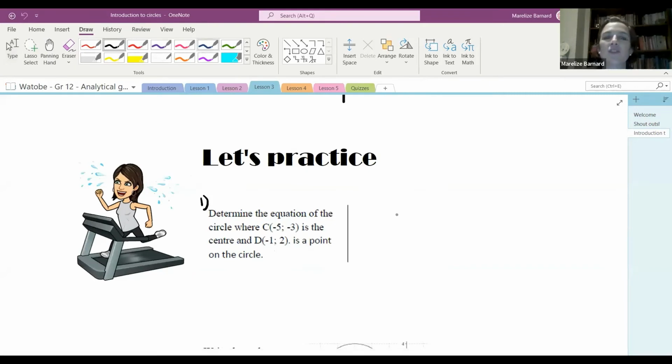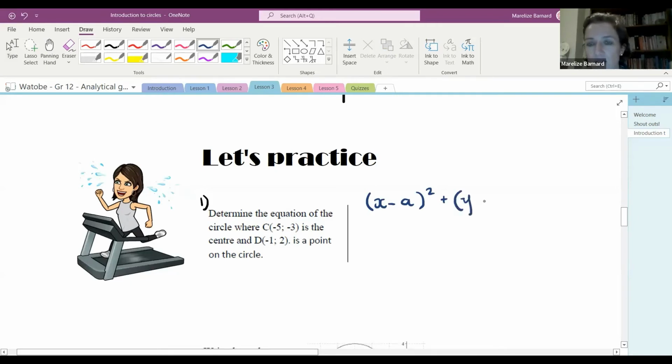Okay, determine the equation of the circle with C as the center. Let's start by looking at what it is we are working out. We are finding the equation of the circle. So let's write down what the equation of a circle is, and then we know which parts we need to figure out and substitute in. Lots of answers coming in. Well done, everybody. Well done for giving this a go and for putting your answers up.